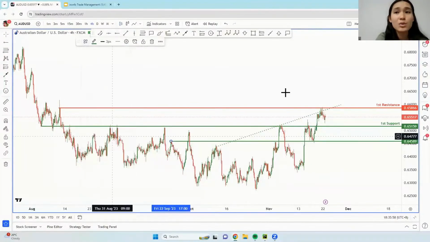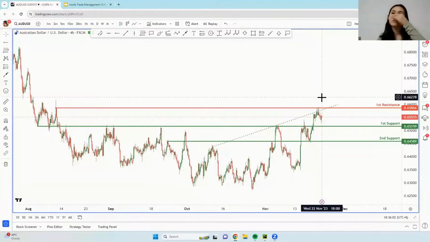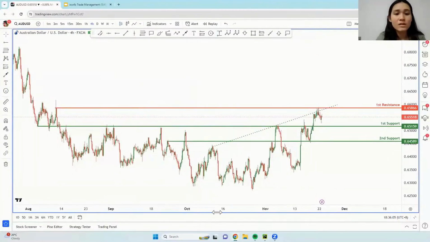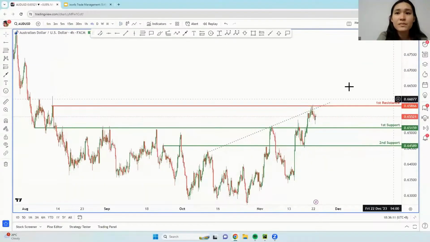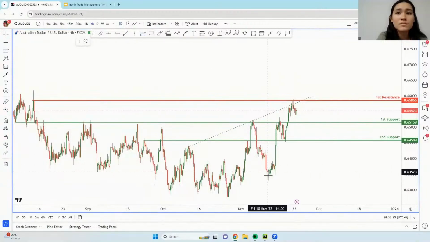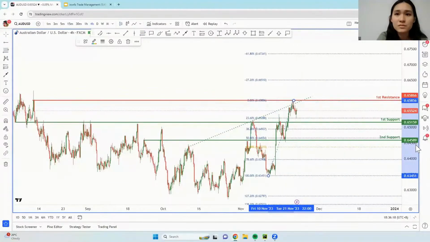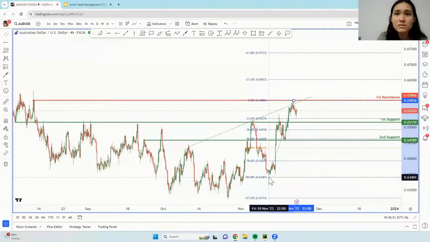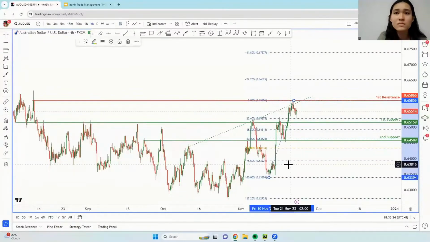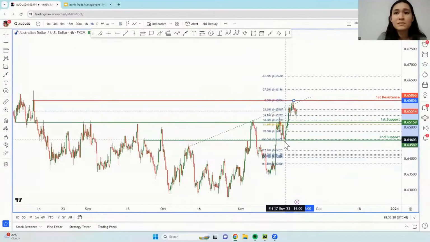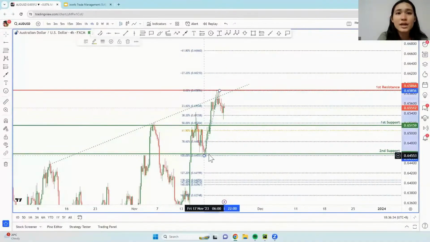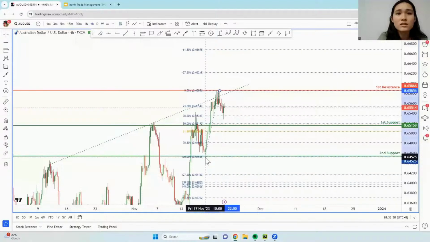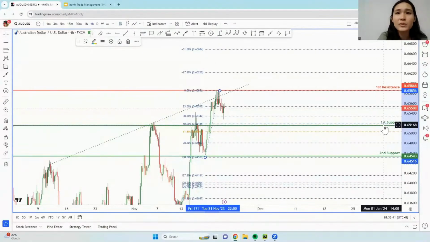And this will be my second support. Okay, if I zoom in really closely, I can see that my 50% level lines up nicely with my first support. Okay, so I'm going to keep that.